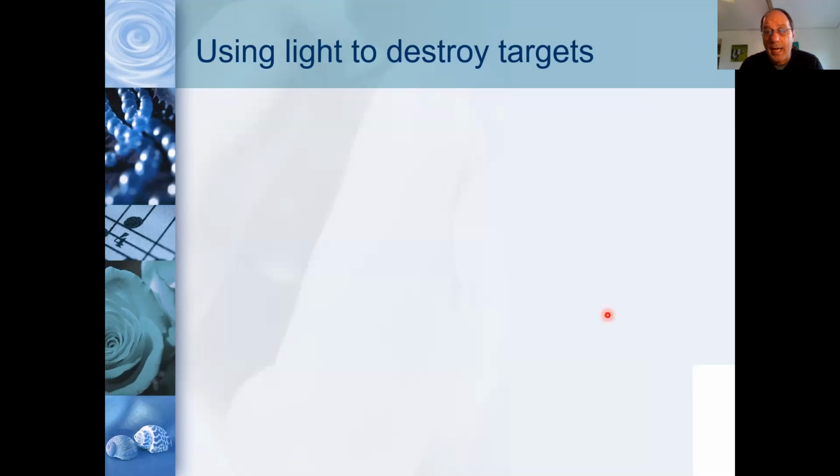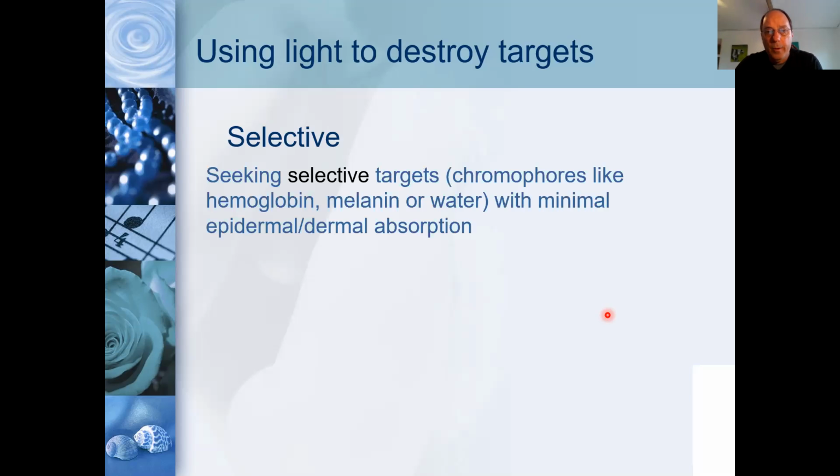Okay, I've got 2 more slides, and then I'm going to stop and we'll be finished with the first section. So the way we do this is we take light, which is the photo part, and we apply it to a target. So the client comes to us and says, I want to get rid of this rosacea. I want to get rid of this hair. I want to get rid of this pigmentation. I want to get rid of these wrinkles.